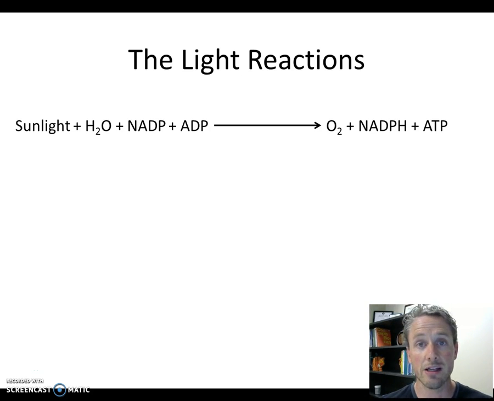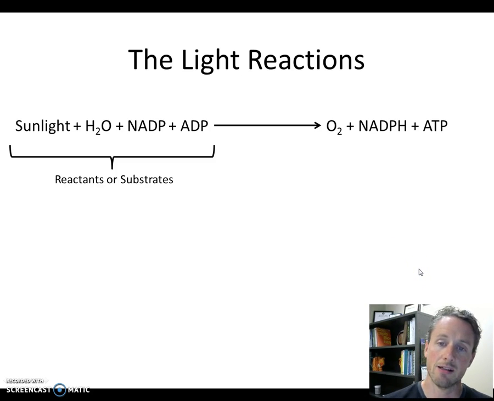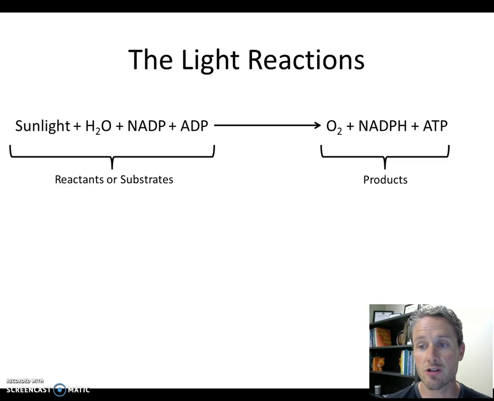So here's a chemical equation to represent the light reactions. We're going to take some sunlight. That's going to be a source of energy. We're going to use water, and we're going to use NADP and ADP, and we're going to produce oxygen, NADPH, and ATP. So as always, on the left side of this arrow are the reactants or the substrates, the things we put into the chemical reaction. And on the right side of the arrow are the products or the things we get out of the reaction. So again, we're going to get out oxygen, NADPH, and ATP.